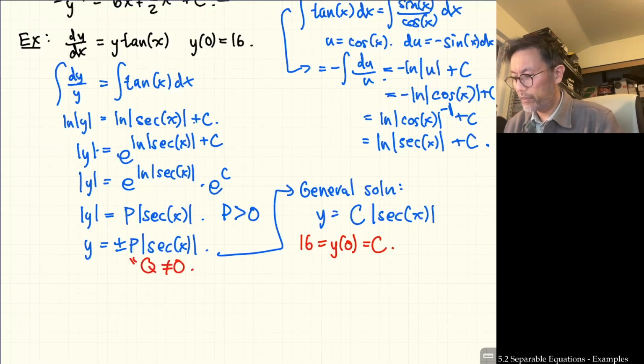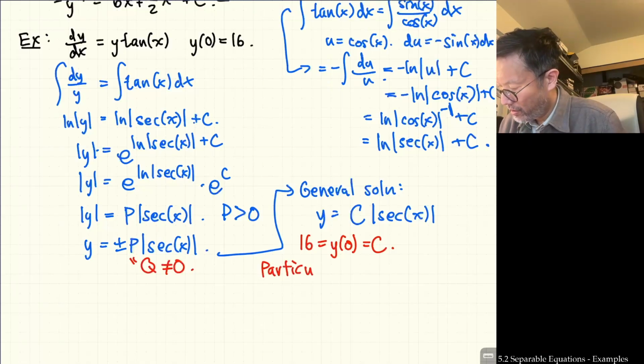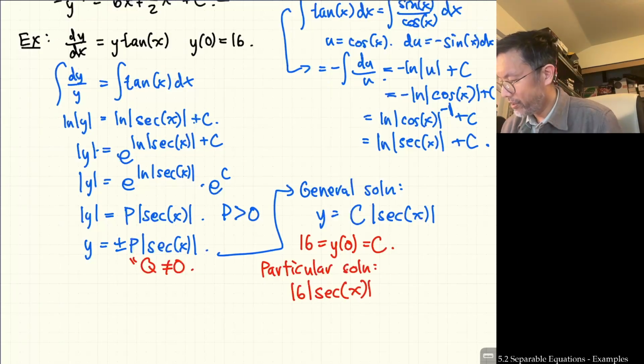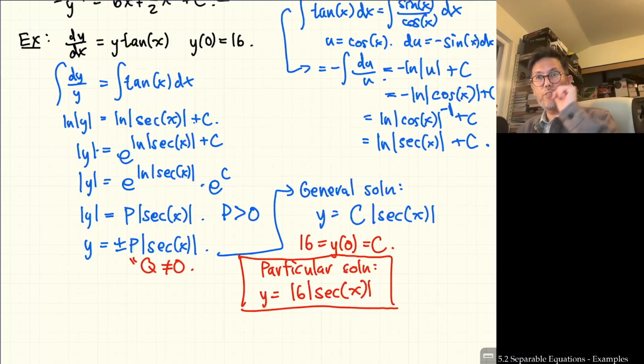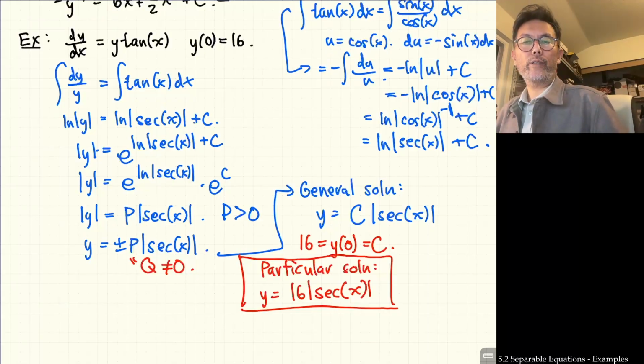In other words, the particular solution is y equals 16 times the absolute value of secant of x. Okay, that's it. This is the solution which both satisfies the differential equation, but also satisfies the initial condition.